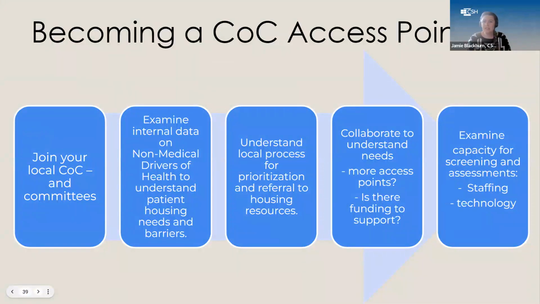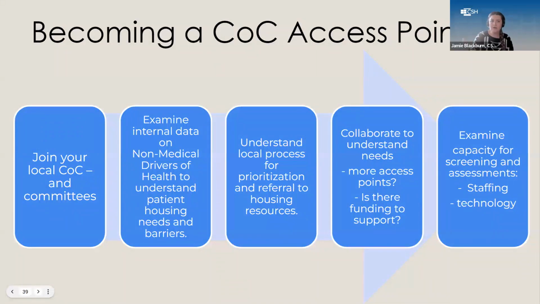Look at your own data. Examine your own internal SDOH data. If you're in that stage right now where you're just collecting the data and looking at it, try to understand, are we dealing more with a patient population that is housing unstable or in literal homelessness? What would make the most sense? Try to understand what some of their needs and barriers are.